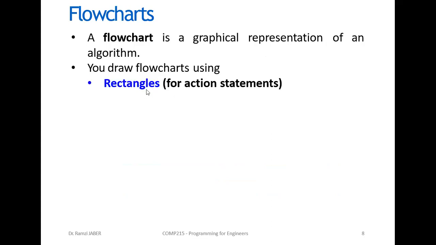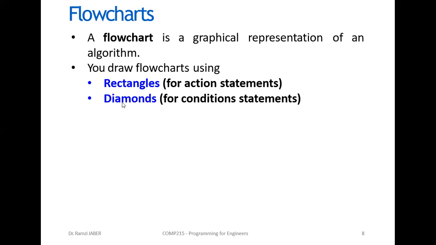Rectangles are for action statements. If we have an action statement, we draw it as a rectangle. So a flowchart is a graphical representation of our algorithms. Rectangles mean action statements. Action statements like what? As we said before, an action statement is an input statement, print statement, equation statement, operation statement, calculations, and so on, assign statement.